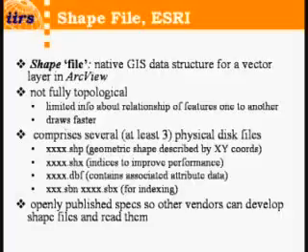SHX means it is used for performance. DBF means it will have all the attribute information available. SBN and SBX are used for indexing. Indexing means how you can retrieve the data much faster. So indexing is meant for performance, how you can retrieve data faster.